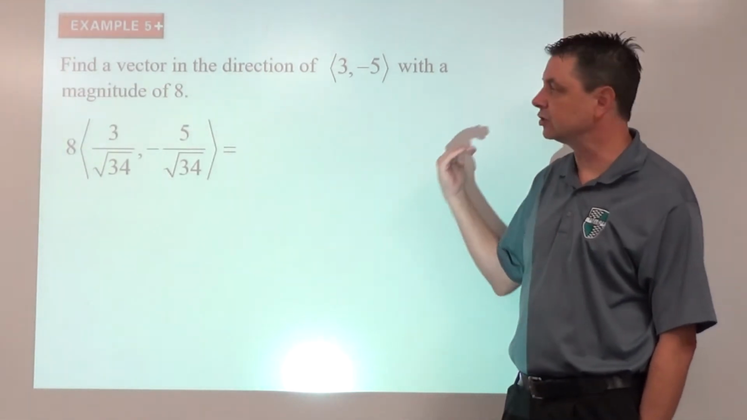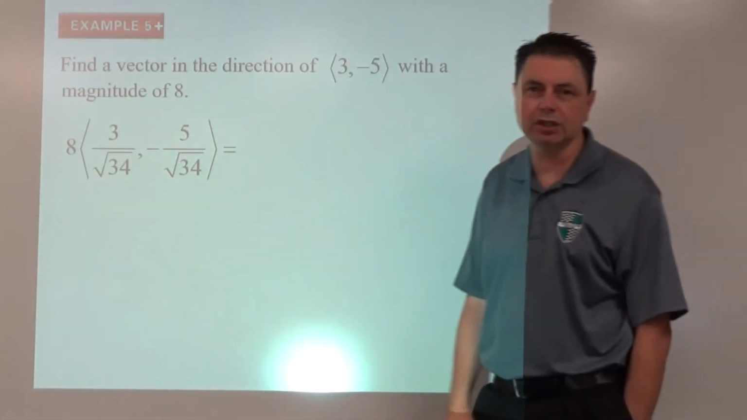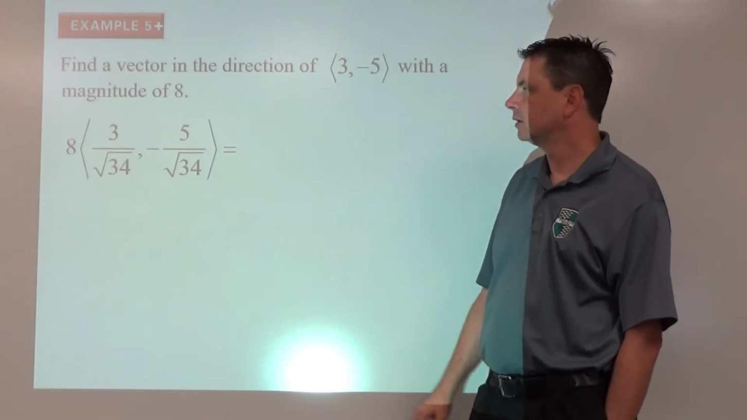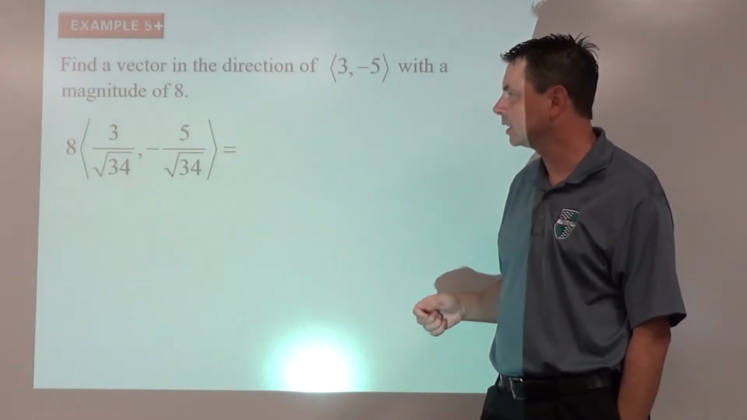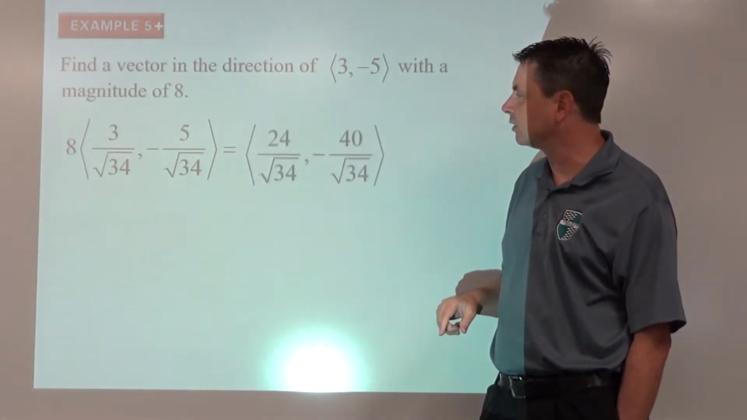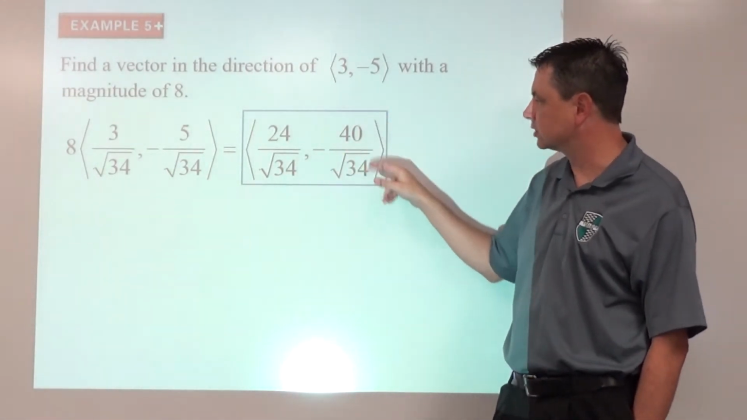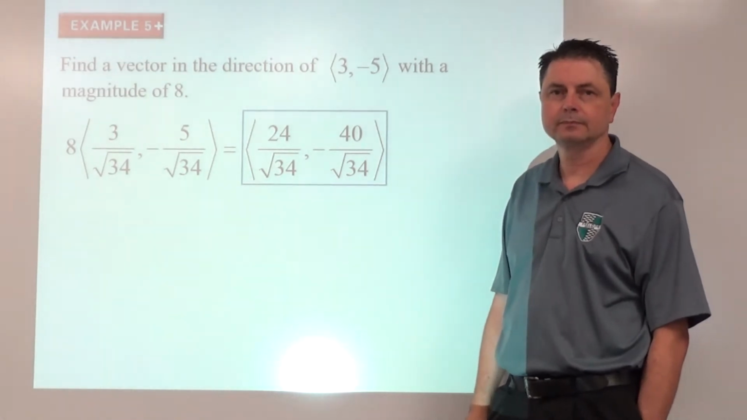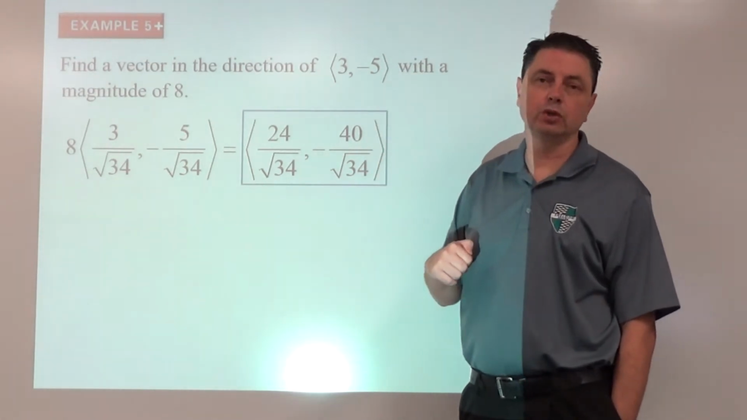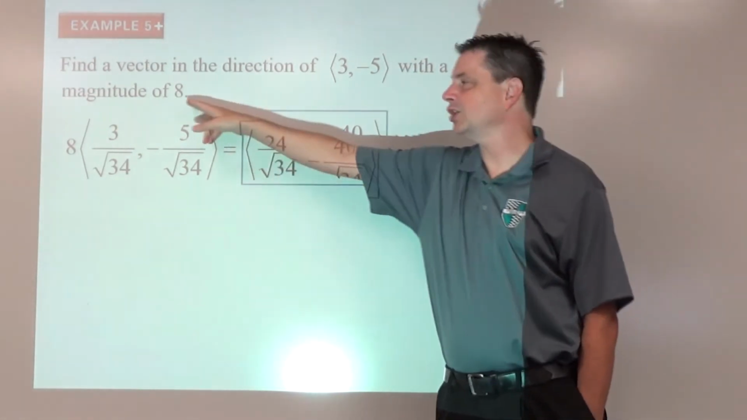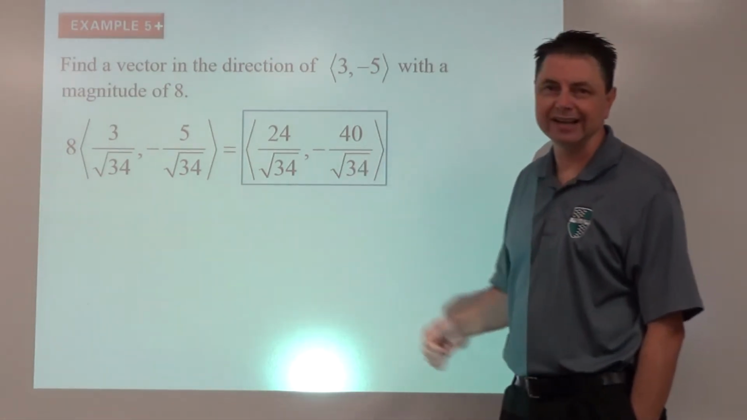And then since that's a magnitude of 1, but we want a magnitude of 8, just scalar multiplication with the 8. So 8 times the unit vector for that vector is how we would get there. So multiply by 8, we get our final answer, 24 over the square root of 34, comma, negative 40 over the square root of 34. So in summary, find the unit vector, which will have a magnitude of 1. Then you can multiply it by whatever magnitude you want to get to the desired magnitude.